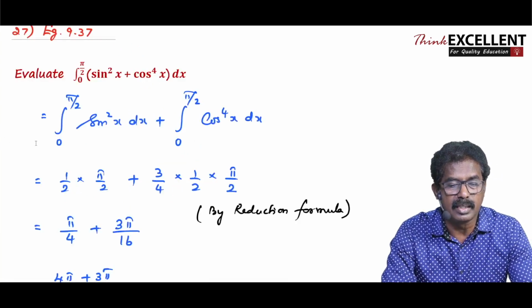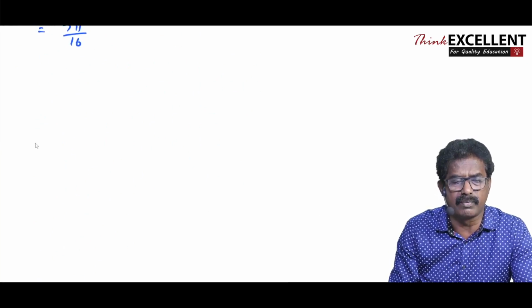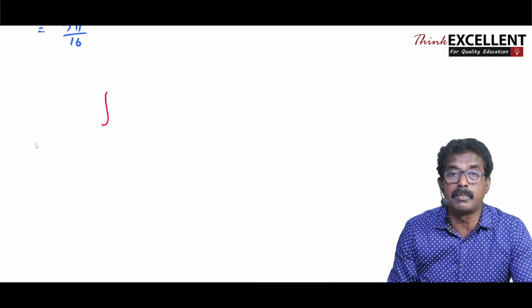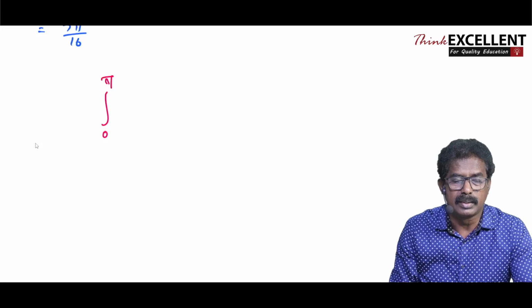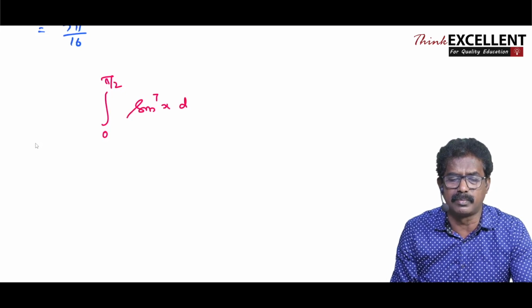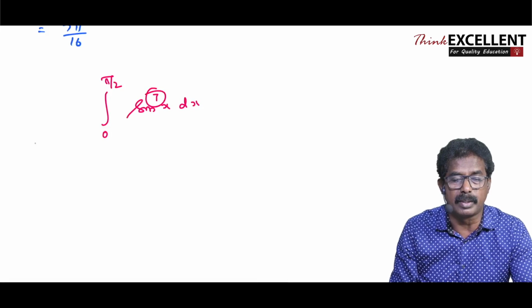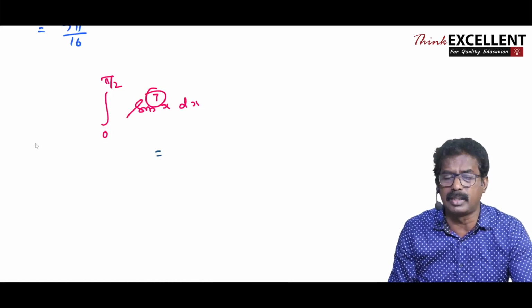Evaluate the integral from 0 to pi by 2 of sin square x plus cos raised to 4x dx. Please listen here, just to recall the reduction formula. The integral limit must be 0 to pi by 2. Sin or cos doesn't matter, sin raised to say 7x, something like this. Any power they can give. The limit must be 0 to pi by 2. Here the method is you reduce 1.